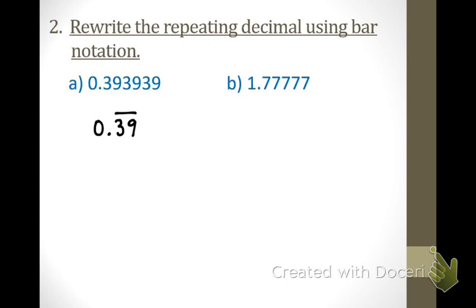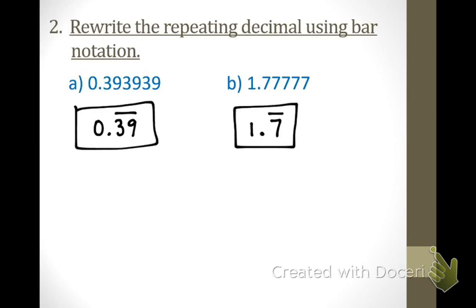Okay, who would like to do problem B? Katie, go ahead. B is going to be 1.7 and then put the bar over the 7. Okay, and the bar goes over the 7. Only the 7. All right, so that is how you write something using bar notation. You could continue to write 1.77777777. It would go on and on forever, or you can just do 1.7 with the bar. You simply put the bar over the numbers that repeat multiple times.